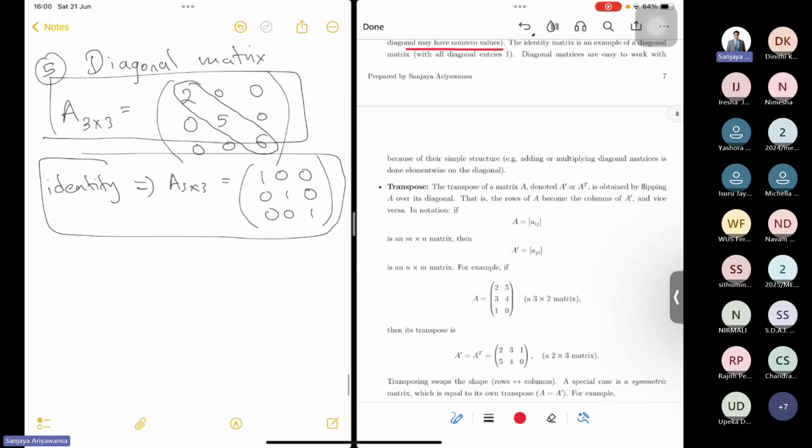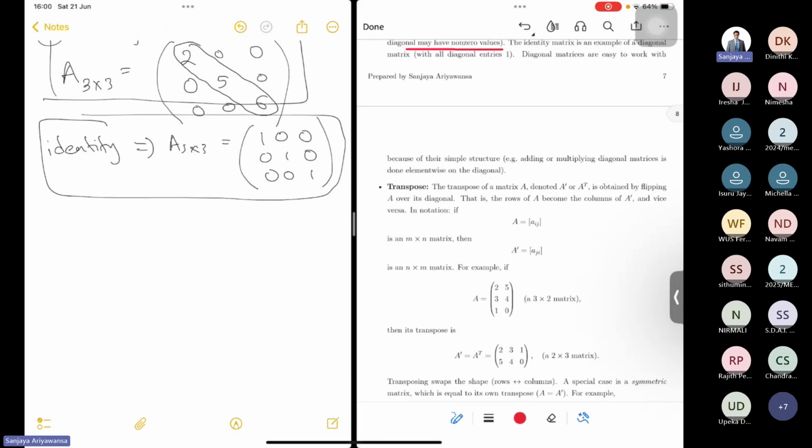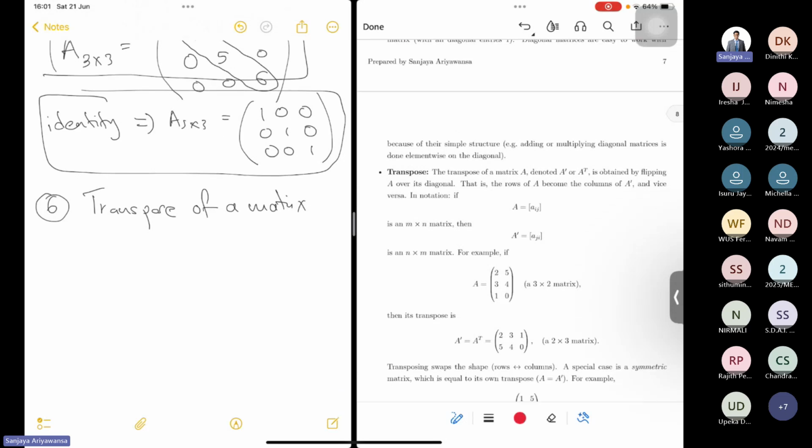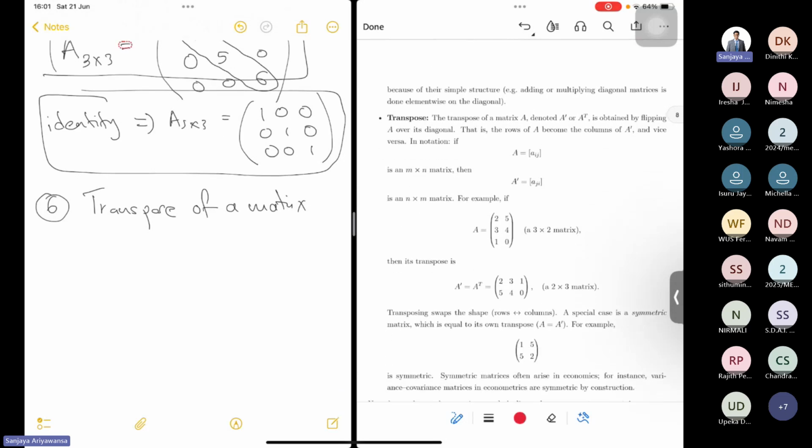Then we talk about the transpose of a matrix. I think we talked about this in vectors as well. A transpose of a matrix is similar to a vector, but remember a vector is one-dimensional. A matrix is two-dimensional. So let's take this 3 by 2 matrix. Why is it 3 by 2? Because you have three rows and two columns. So A I have taken as 2, 5, 3, 4, 1, 0.